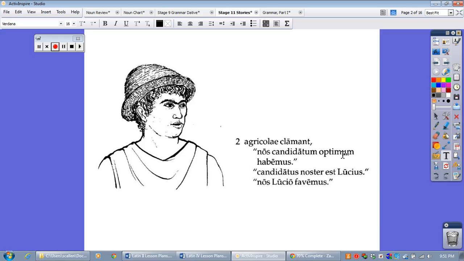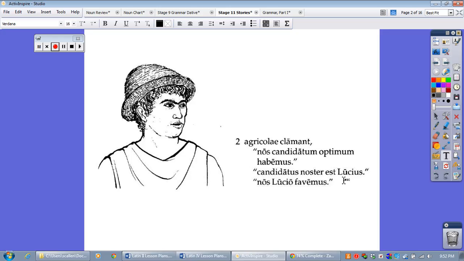And those words, of course, are accusative. They're the direct object of habemus. The accusative case goes em. It's the direct object. And then second sentence here, candidatus noster est Lucius. Our candidate is Lucius. Now check out the third sentence.